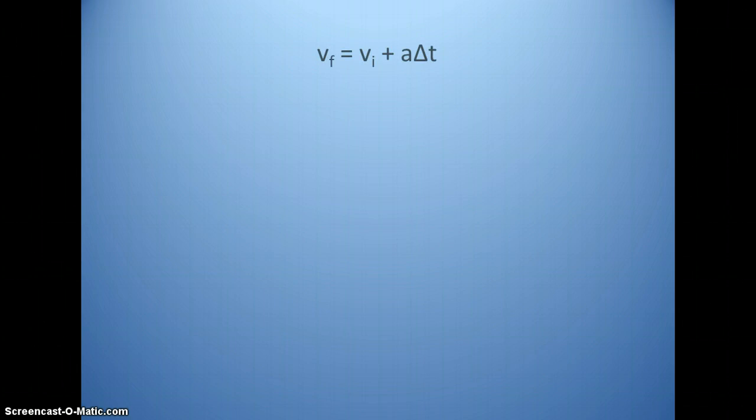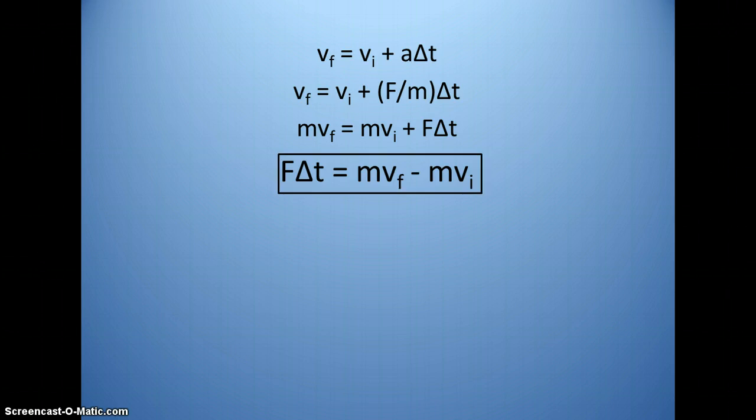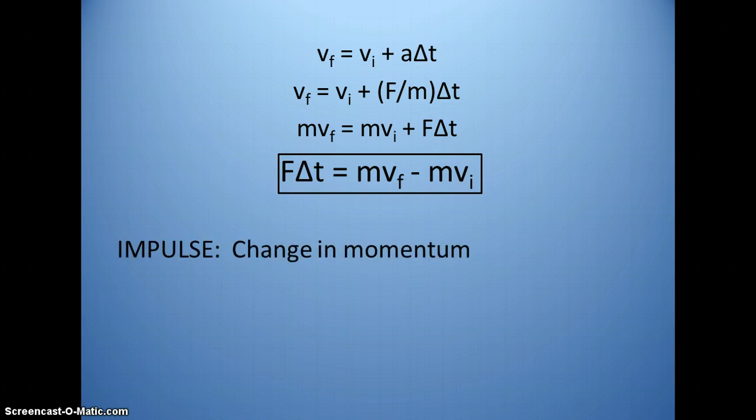Now, if we take Math Rep 2 from the beginning of the year and replace a with F over m, since F equals ma, and then multiply through every term by mass, we have mv final on the left side equals mv initial plus F delta t. And if we rearrange it so it looks pretty, we're left with F delta t equals mv final minus mv initial. This is defined as impulse. It is boxed because you can feel free to put it on your card, and simply, impulse is defined as change in momentum.